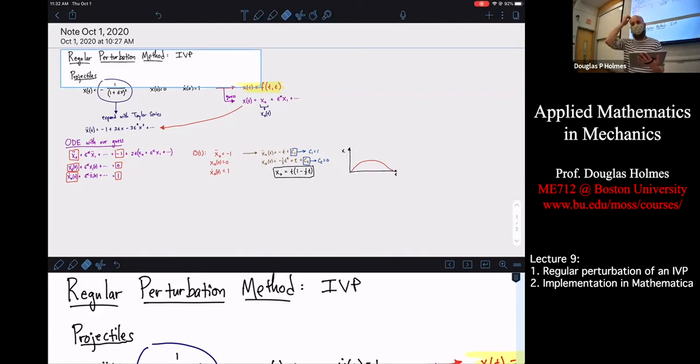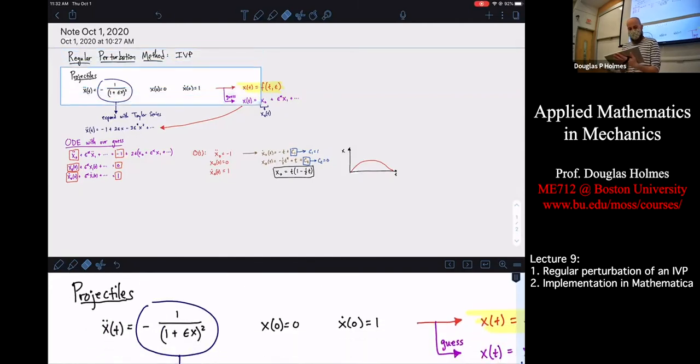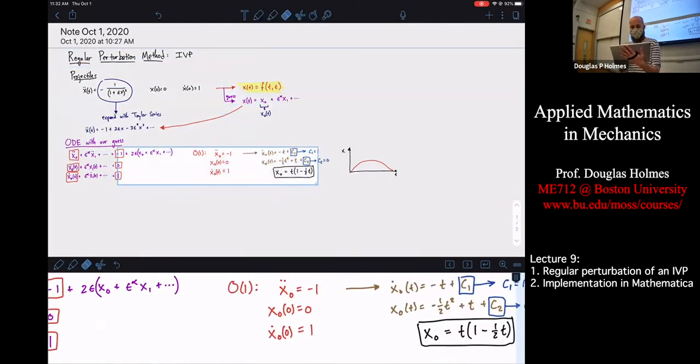I guess I'm a little confused, because if you take epsilon as it goes to zero, then your original equation just becomes x double dot of t equals one. So then you're hugely simplifying that right part. So I guess I'm just a little confused at why we're doing that exactly.